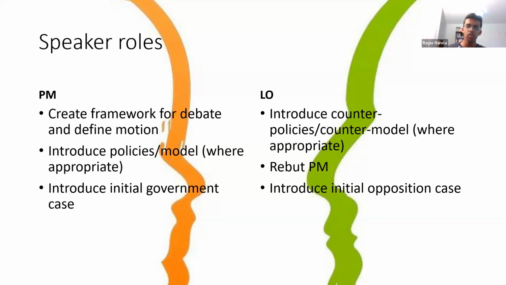Then the leader of opposition, this is the first speaker on the opposition side, so second speaker overall. They can do something called introducing a counter model. In the majority of debates, this is not necessary, but it might be necessary in certain cases. I'll also go into this later in a few slides. Then they rebut the prime minister. I've talked about this already. And then they introduce the opposition case. That's also quite self-explanatory. They just give their biggest arguments.